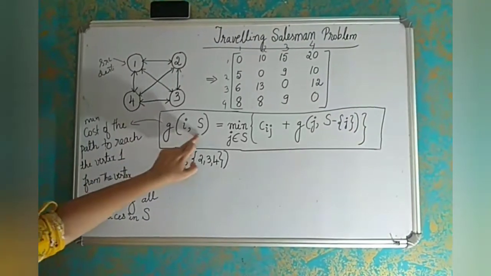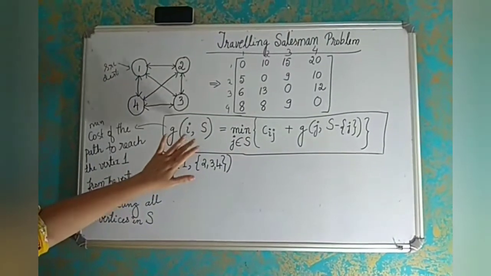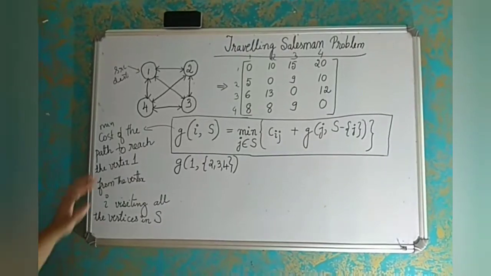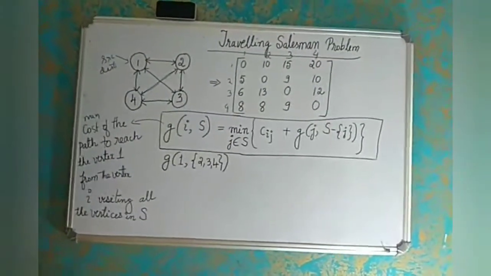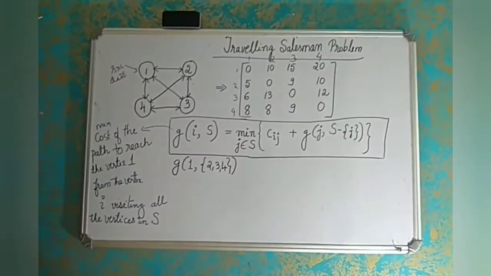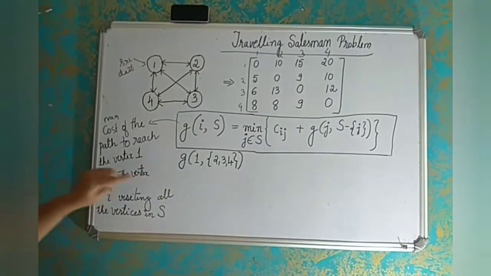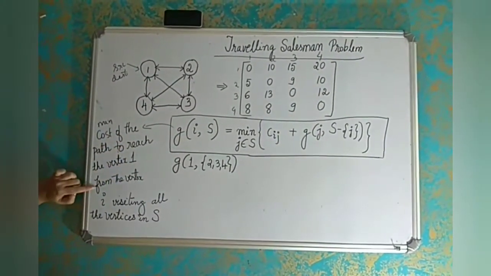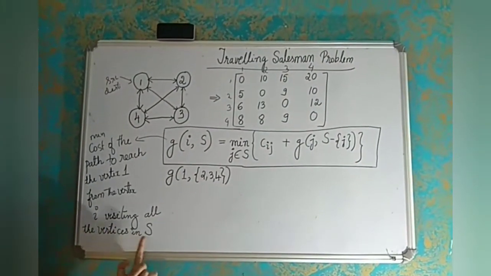So that 1 is not there in this terminology. In this term, we have not written 1, but it is understood that it is 1, because finally the traveling salesman has to come back to 1, because that is his source where he started his journey. So G of I comma S is nothing but the cost of the path to reach the vertex 1 from the vertex I, visiting all the vertices in S.